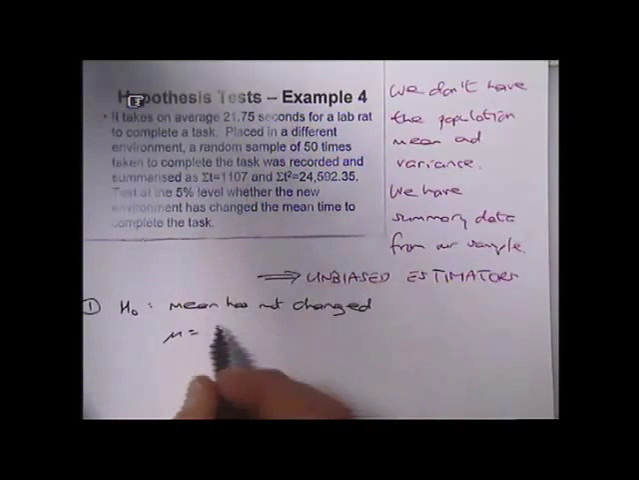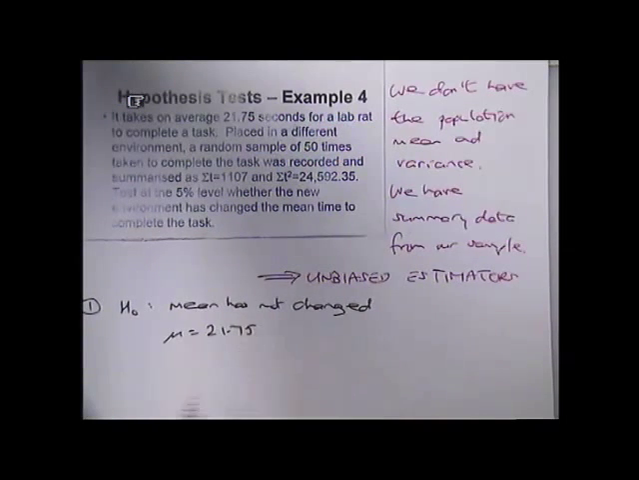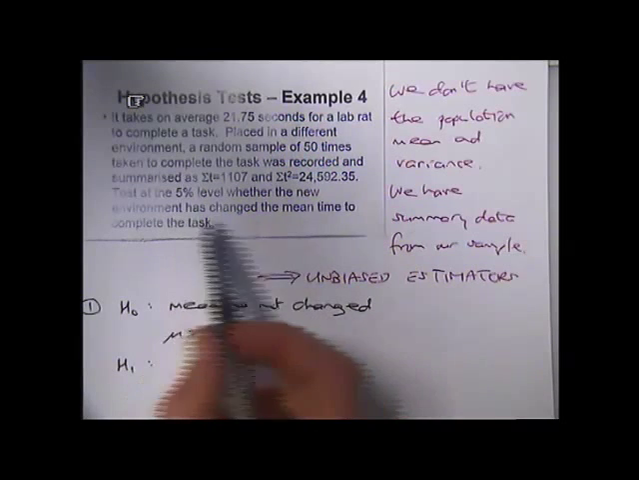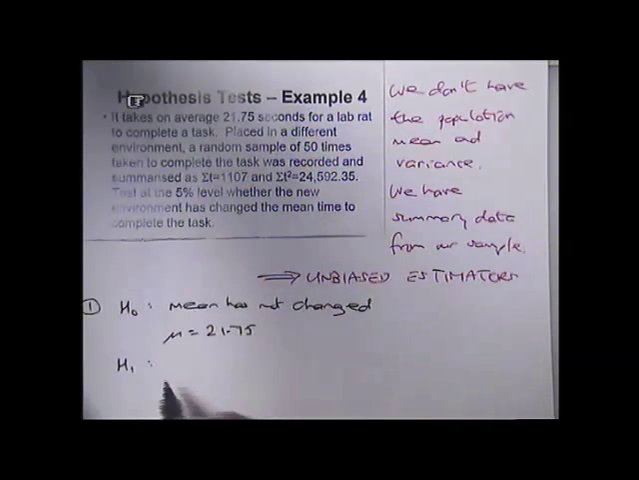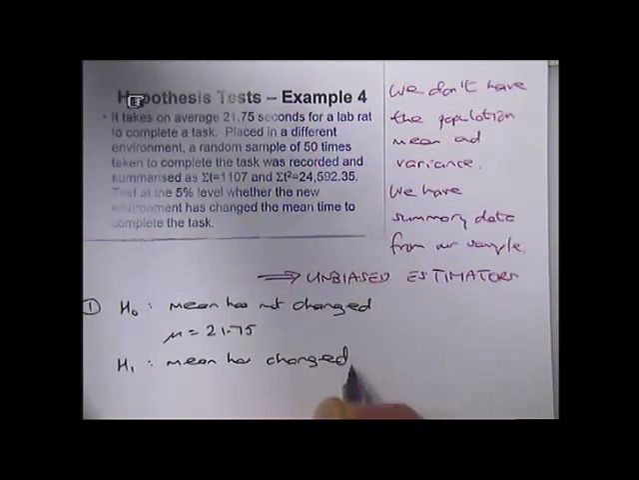Mu is still 21.75 that we are told. The alternative hypothesis, H1, says test whether it has changed. So the mean has changed. So what will I write down in stats language for that? Mu does not equal 21.75. Yeah, does not equal. It's not a greater than or equal to, it's just has it changed.